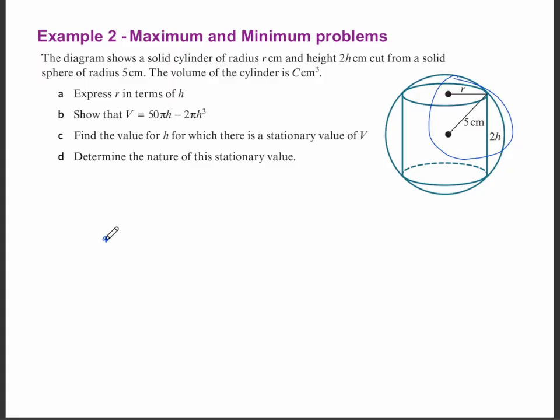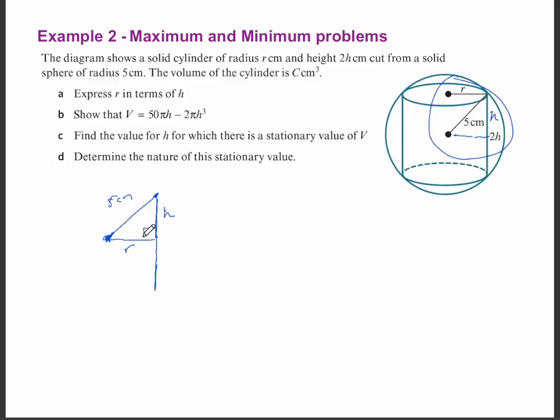We have the center of the sphere, which is also the center of the cylinder. Then it goes to one of the edges of the sphere and the edge of the cylinder, and that is 5 centimeters. Then from that center to the edge of the cylinder, that's going to be r. And you basically want this distance times 2, right? So halfway, this is just going to be h. Therefore, this right here is h.